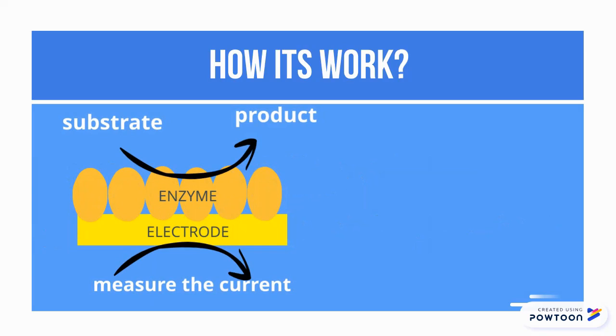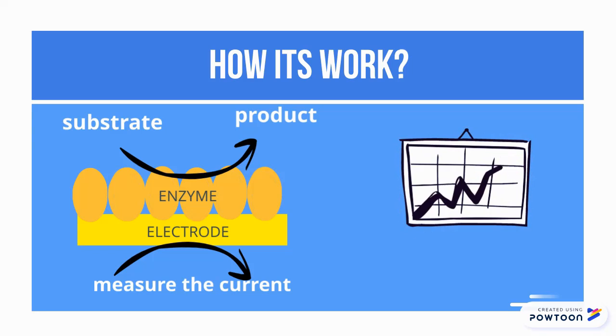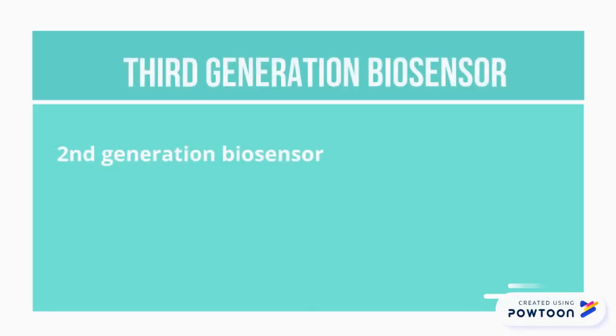The lower potential of the chosen mediator, 0 to 2 volts, results in no interference from other electroactives such as uric acid and ascorbic acid. This redox mediator enhances the electron transfer between the redox center of the enzyme and the electrode surface. Next, third generation biosensor.